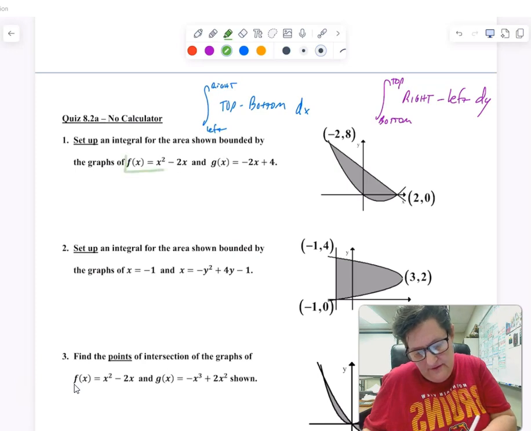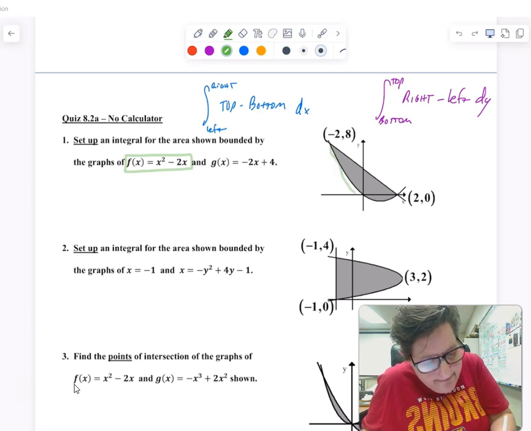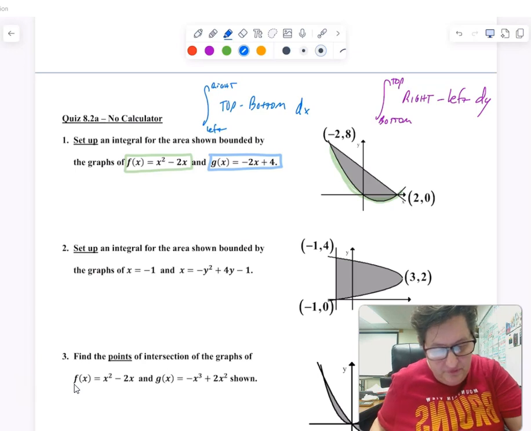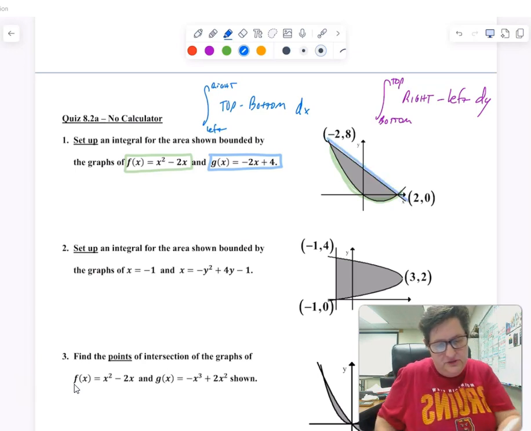The graphs of f of x are x squared minus 2x. That's going to be this one, right? Okay, because it's the parabola. And then g of x is negative 2x plus 4. That's the line. And it actually gives me the intersection points, which is lovely.